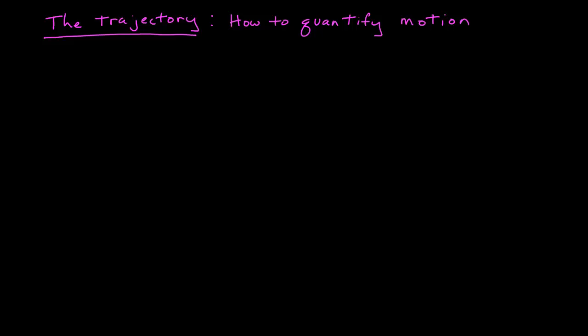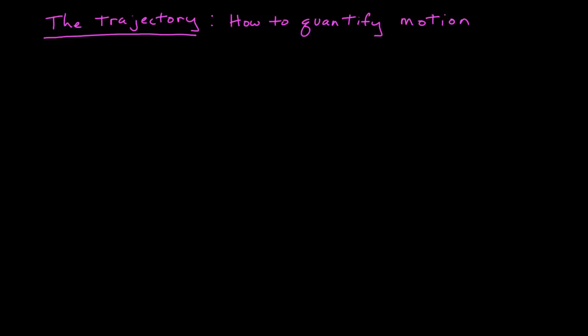In this module, we want to start talking about motion. And the first thing we want to do is figure out a way to quantify that motion. And to do that, we're going to learn about the trajectory. The trajectory is what we call the function that describes the motion quantitatively.